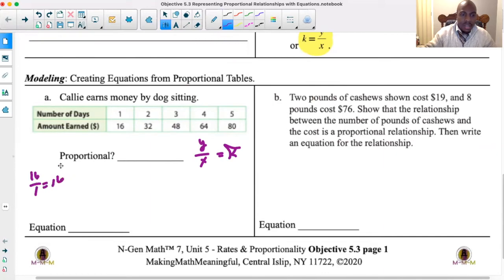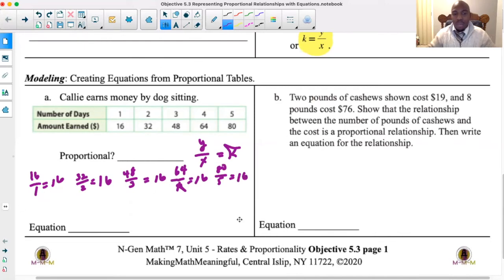16. Now remember, the way it's going to be proportional is every single one of these has to work. So let's try all of them. 32 divided by 2, is that 16? Yes. 48 divided by 3, is that 16? Yes. 64 divided by 4, is that 16? Yes. And 80 divided by 5, is that 16? Yes. So there is a proportional relationship here. I'm going to say yes.